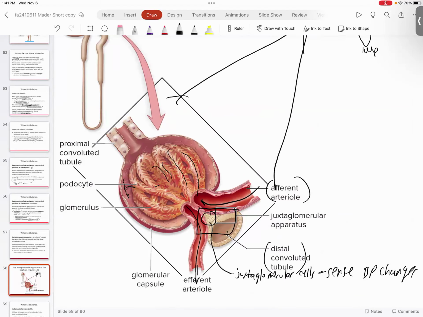Now, there is a group of cells that is part of the distal convoluted tubule that are kind of condensed and sort of smashed up. This is the second piece of the apparatus. These are called the macula densa cells. And these guys basically will sense sodium changes.